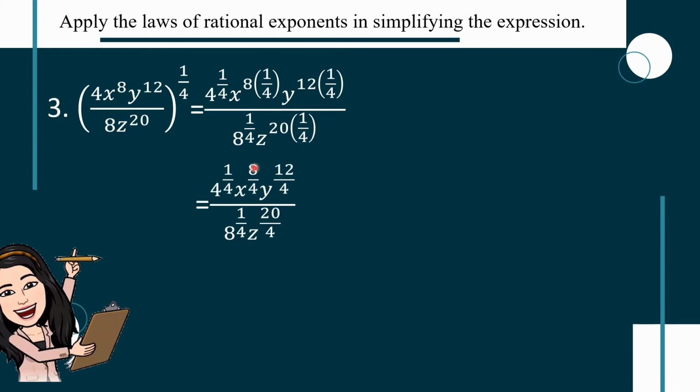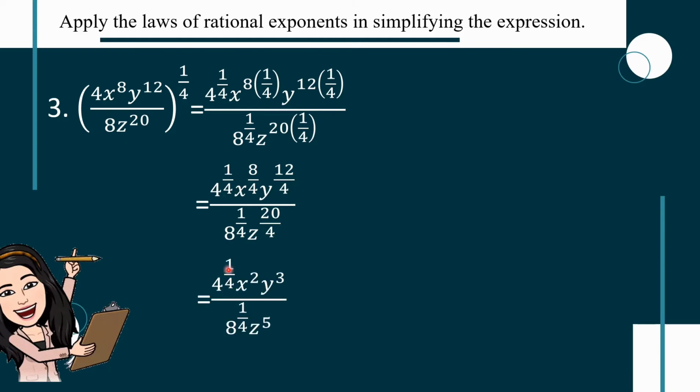Isa-isahin natin. So, si 4 raised to 1/4, kinopya lamang. Then, ito, pwede natin i-simplify. 8 times 1/4 is equal to 8/4. Nakuha? Then, si 12 times 1/4 is equal to 12 over 4. Minultiply lang. 12 times 1 is 12. 1 times 4 is 4. Ganon din sa denominator natin. Kopyahin si 8 raised to 1/4 and then 20 times 1 is 20 over 4. Now, simplify natin.